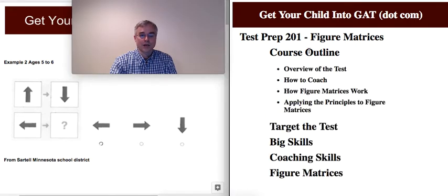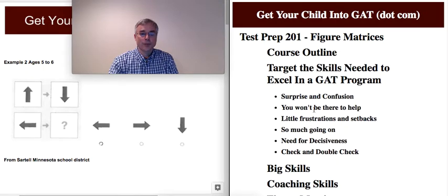Let's start with the course outline. We're going to do an overview of the test so you understand what it is. That's going to determine your behavior in coaching the test. I'm going to describe how to coach. A lot of that's review. And then we're going to go into figure matrices and apply the principles from the test, at least at a high level, to figure matrices. Let's start with the test.